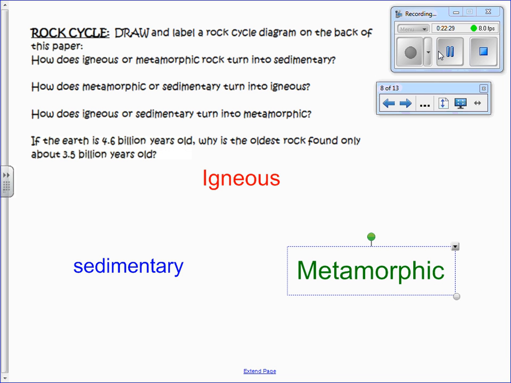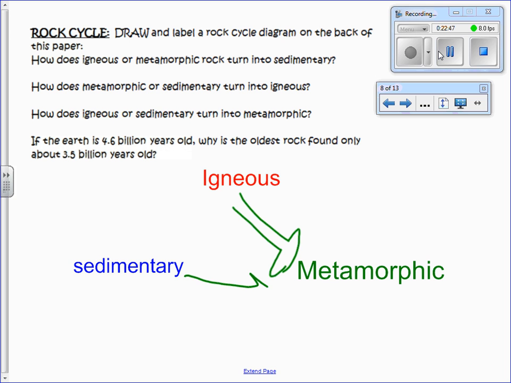Well, first of all, yes. Excellent. And extreme heat and pressure are going to make which type of rock? Metamorphic. That's kind of the lamest arrow in the world. Okay, so you're going to make yours so you can actually read it. Extreme heat and pressure can turn either igneous rock into metamorphic or sedimentary rock into metamorphic.